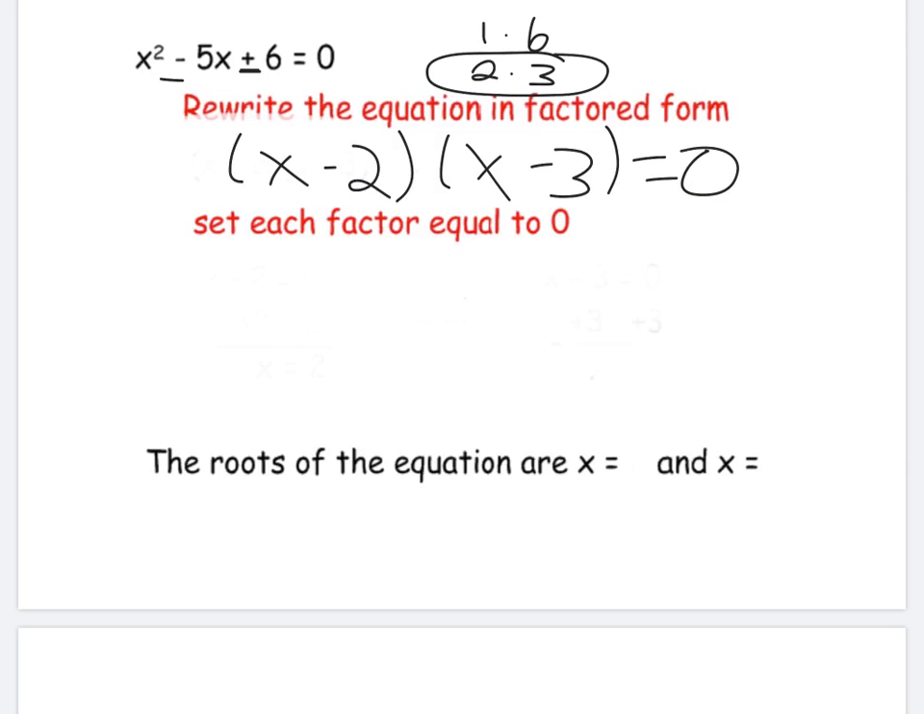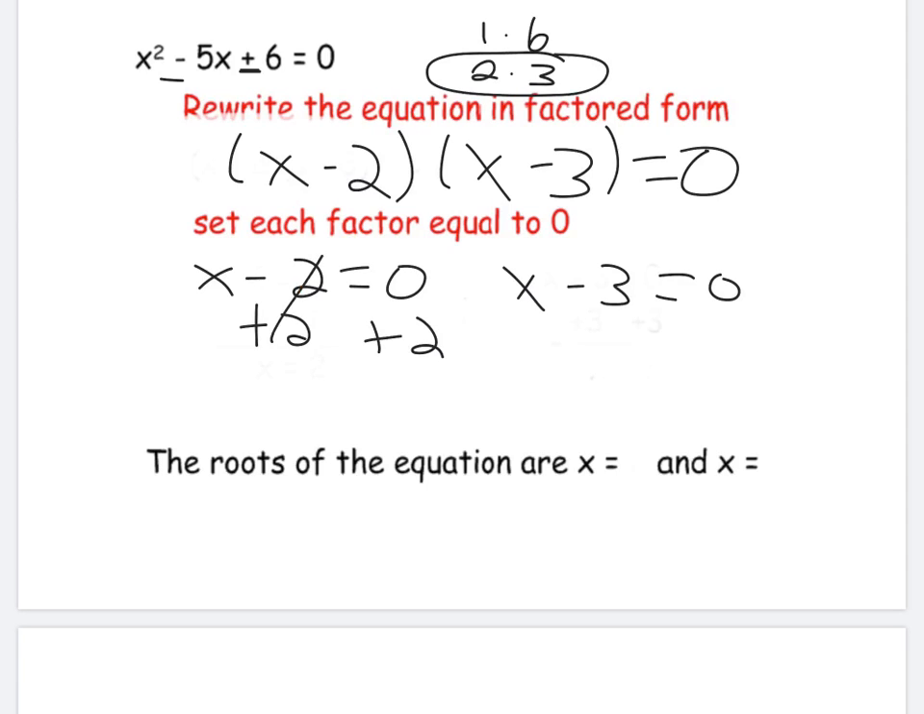So if I'm going to set each factor equal to 0, I have x minus 2 equals 0 and x minus 3 equals 0. I can then solve both of those to figure out what my roots are. So minus 2, to get rid of it, I have to add 2. Minus 2 and plus 2 cancel each other out. I'm left with x, and then 0 plus 2 is 2. Here, to solve this one, I would have to add 3 to both sides. Minus 3 plus 3 cancel each other out. I'm left with x, and then 0 plus 3 is 3. So my solutions are that x equals 2 and x equals 3.